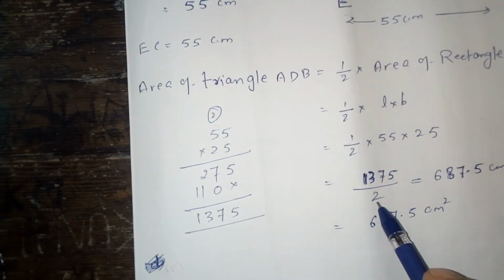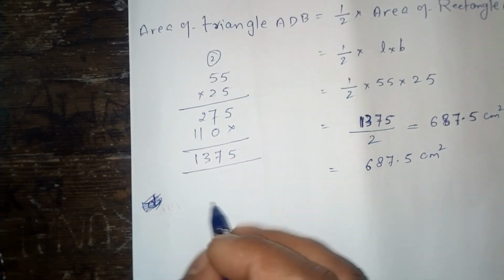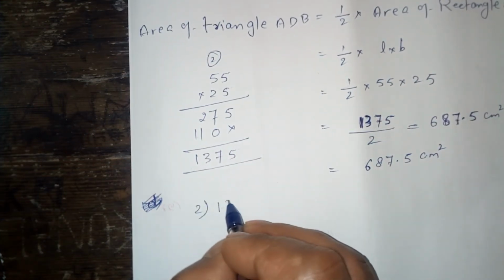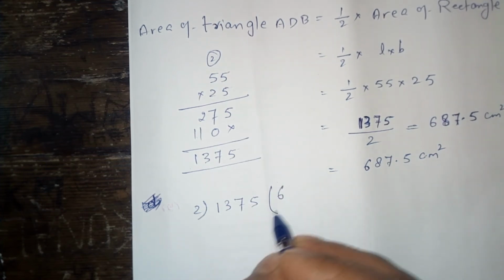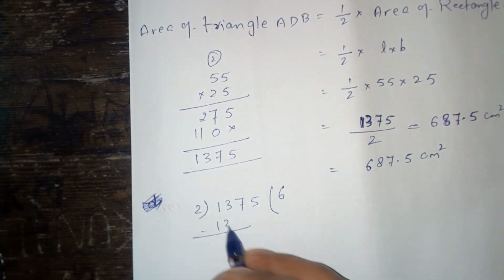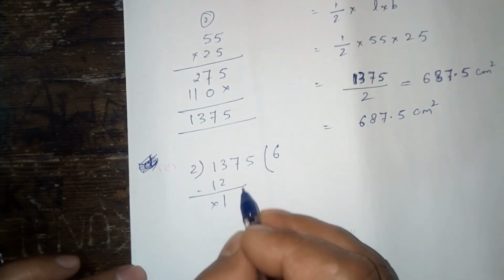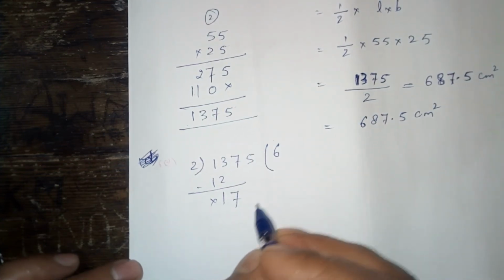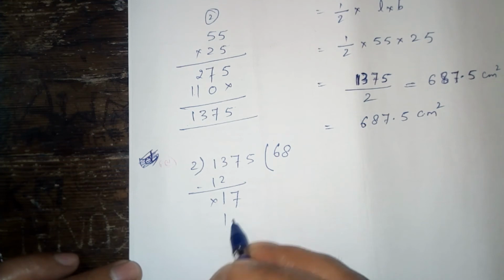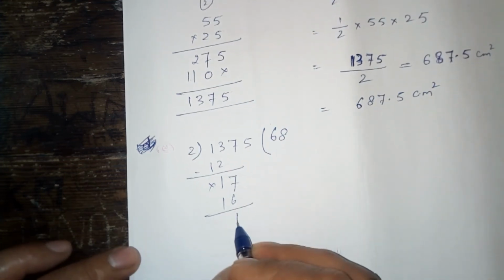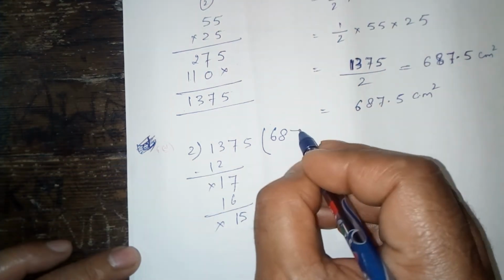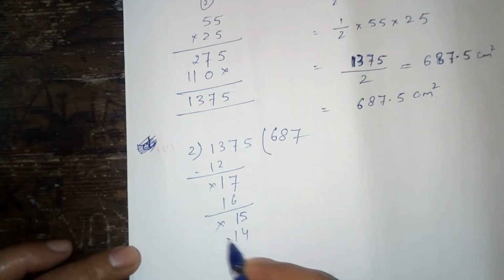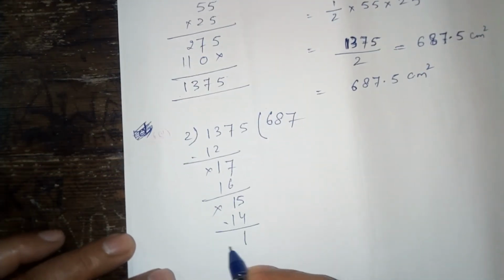1375 upon 2. Again we will apply the division procedure. 1375 divided by 2: 2 sixes are 12, 3 minus 2 is 1. We note down the next number, this is 7, 2 eights are 16, 7 minus 6 is 1, 1 minus 1 is 0, this is 5, 2 sevens are 14, 15 minus 14 is 1.